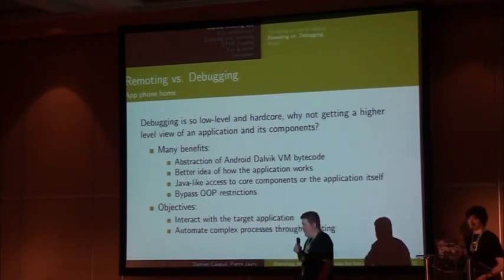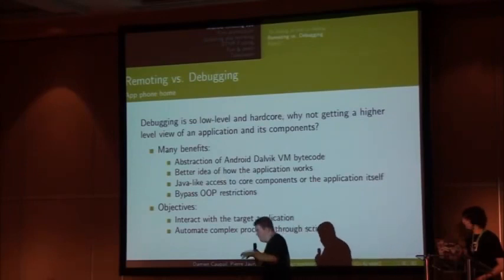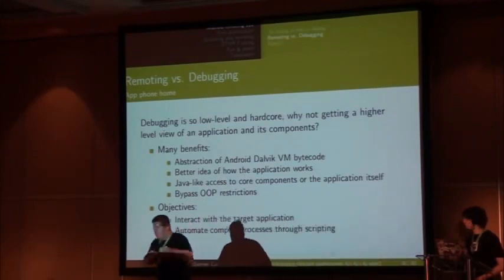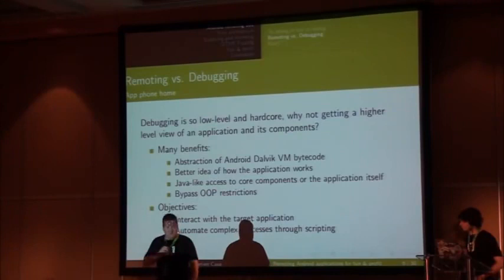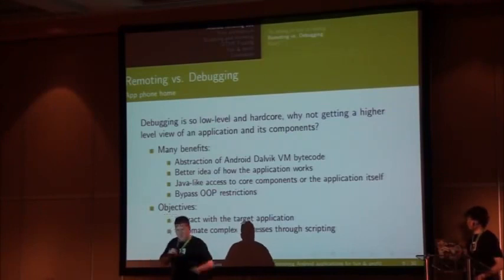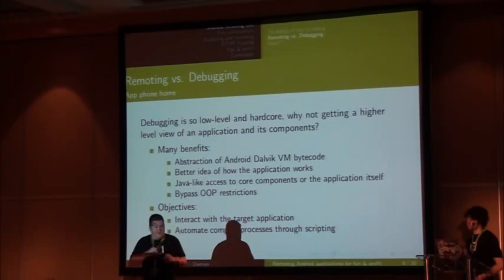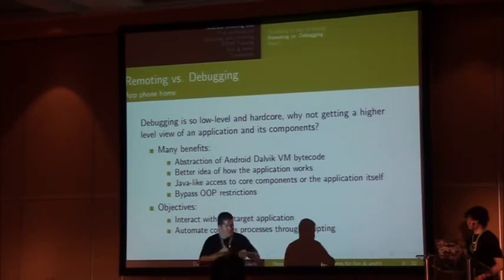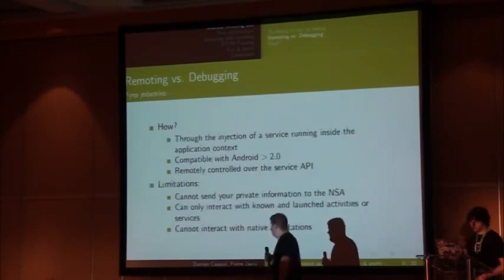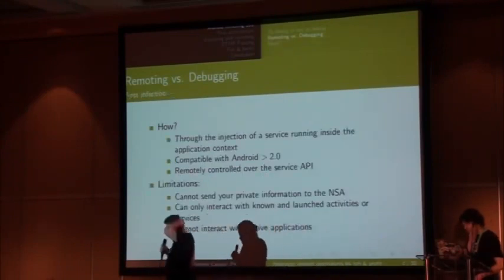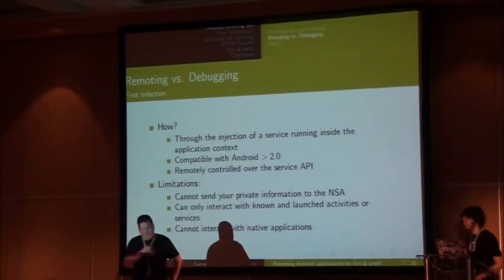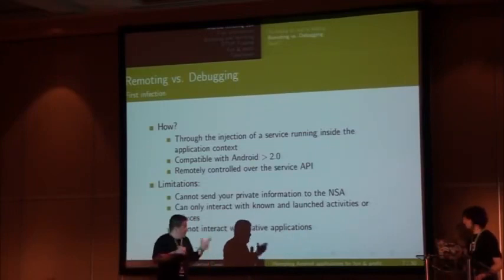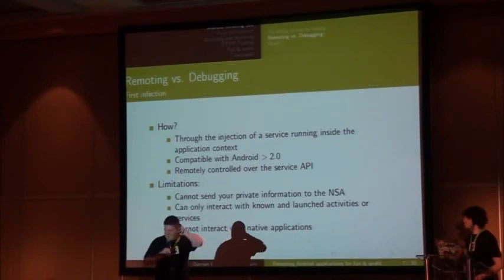The objective of this high-level view of the application is to interact deeply with the application, not being restricted by the debugging. If you debug an application, you have to connect to the DDMS and just have access to some properties and bytecode. So the main idea of remoting is to get a bit higher and have access to the core components just as if we were developing in Java. How to do this? We developed a little tool called Fino that uses these techniques and methods.